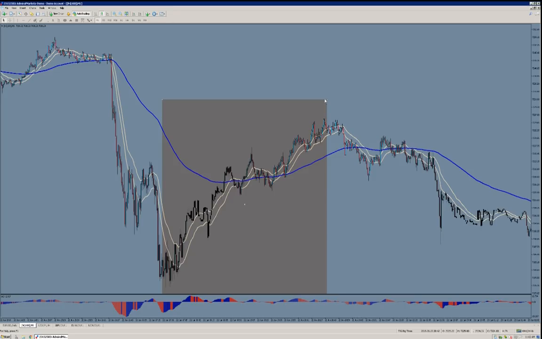Okay, so Mujib, are those EMAs or SMA? It's exponential moving averages that I'm using, EMAs.